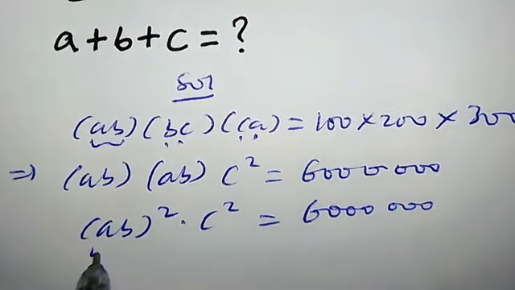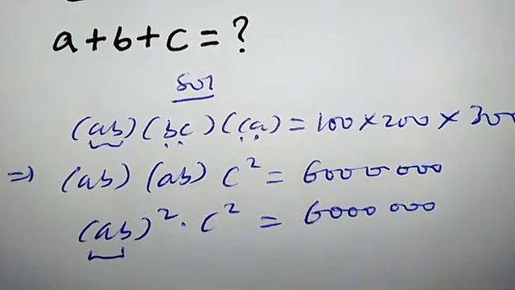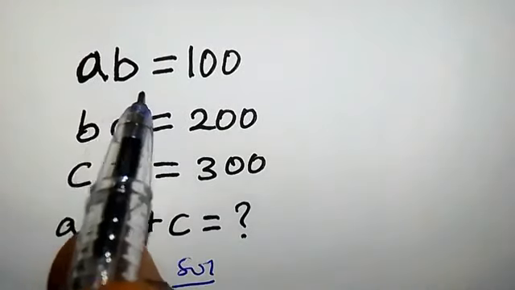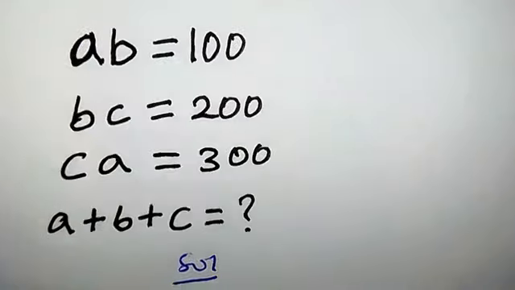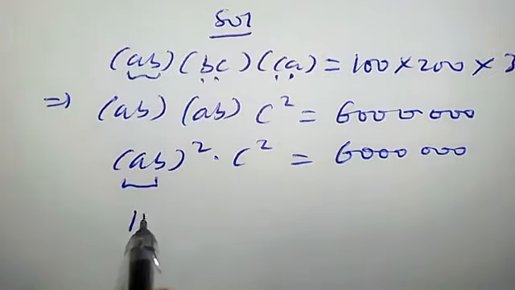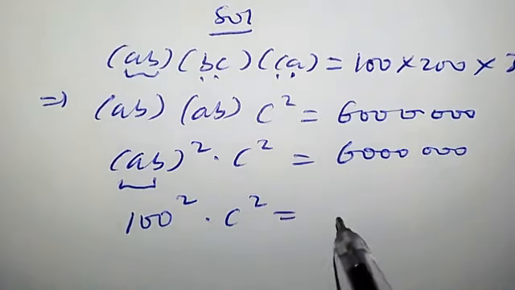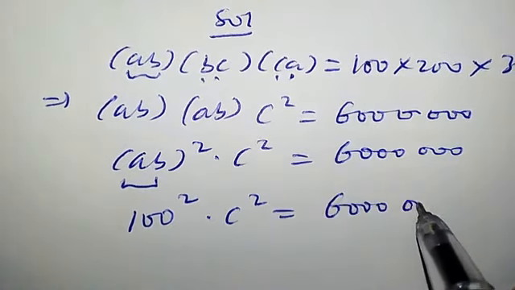But what is the value of AB? We already have it. Let me show you. That's the first equation. AB equals 100. So let's plug in that. We have 100 square times C square equal to 6 million.